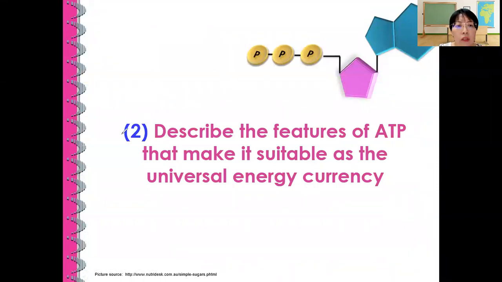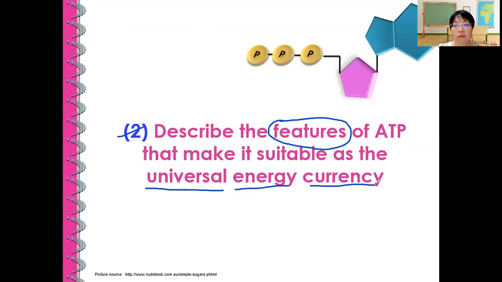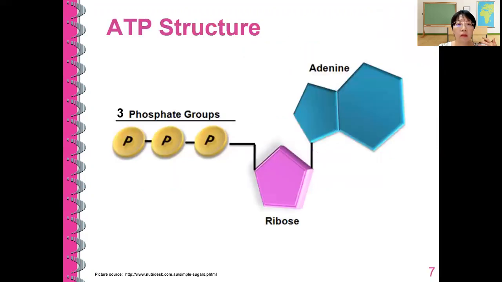the learning outcome is you need to describe the features of ATP that make it suitable as a universal energy currency. So basically you want to talk about the structure of the ATP and how the structure of ATP is suitable for it to be used as the universal energy currency. Right? So first you look at the structure, then we look at the meaning of universal energy currency.